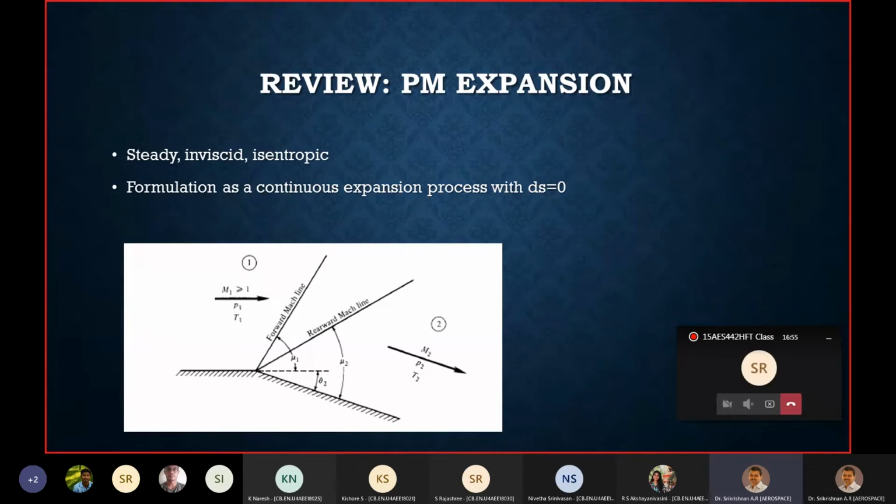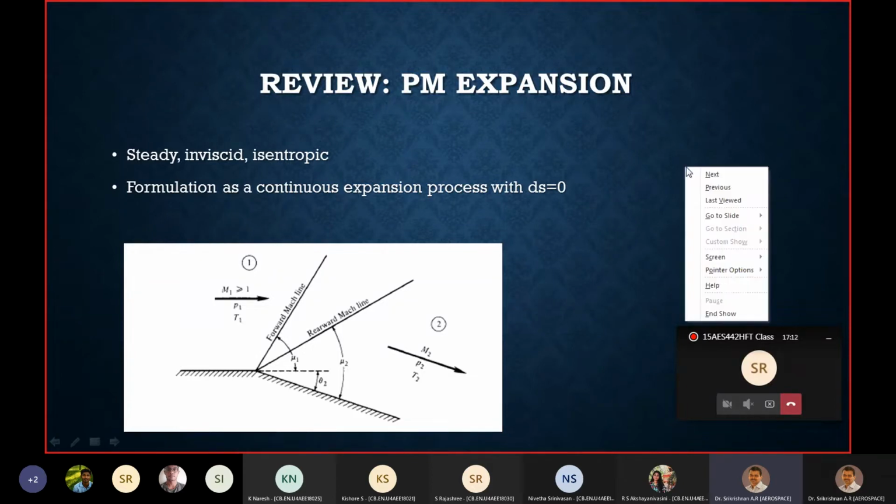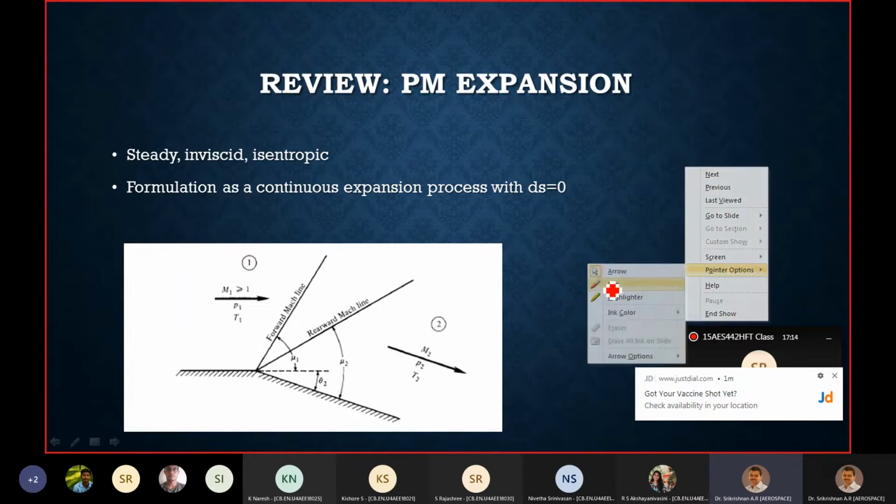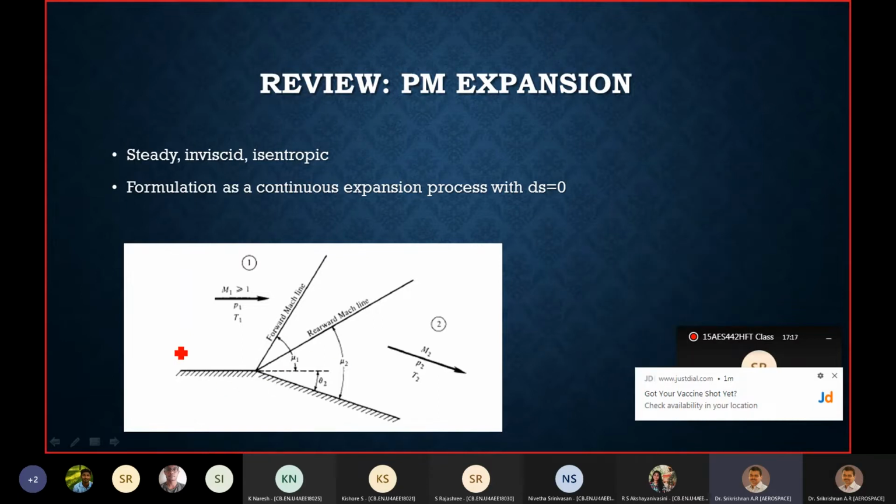Based on this, we identify two Mach lines: the forward Mach line where the expansion just starts, and the rearward Mach line where the expansion completes and the flow becomes parallel to the new surface. To begin with, we are assuming inviscid flow, and the flow is parallel like this. After the expansion, the flow is parallel to the new surface. Those are the two limiting Mach lines that we consider. And the expansion we are considering is happening over an angle theta.